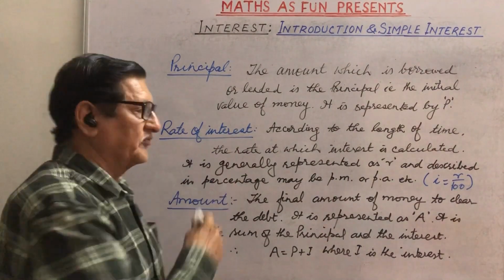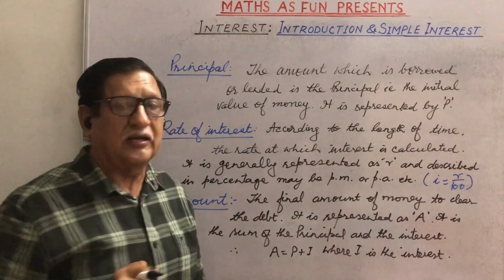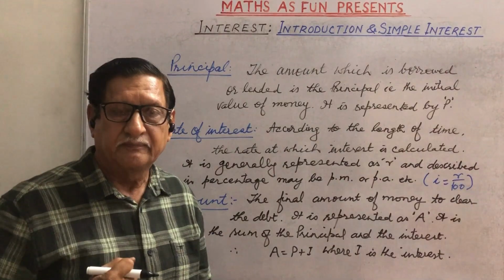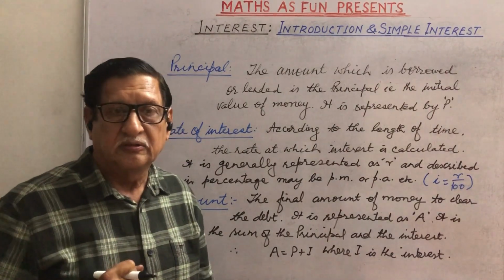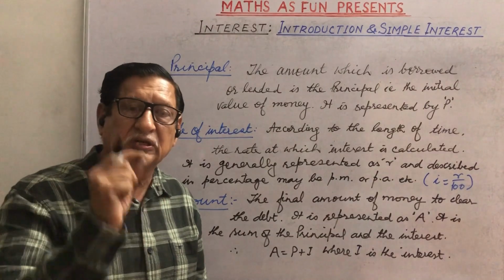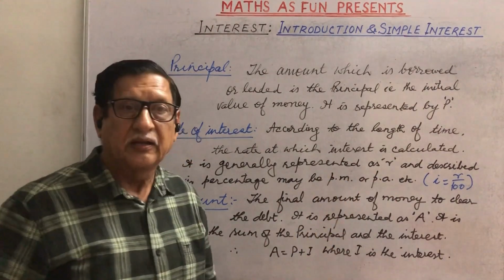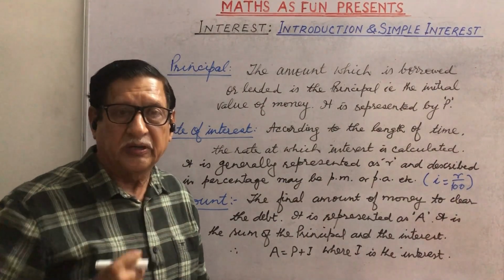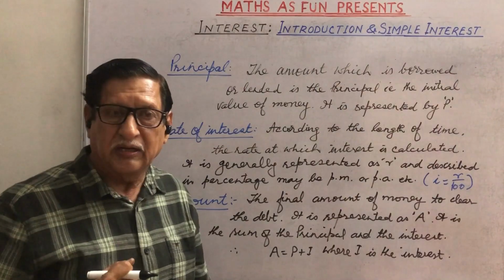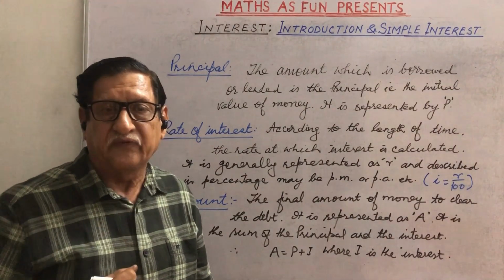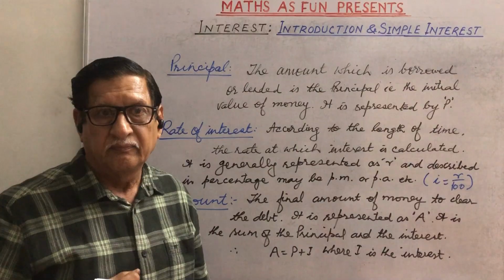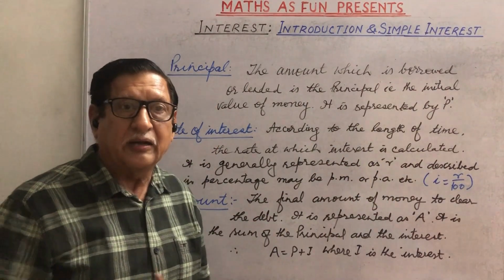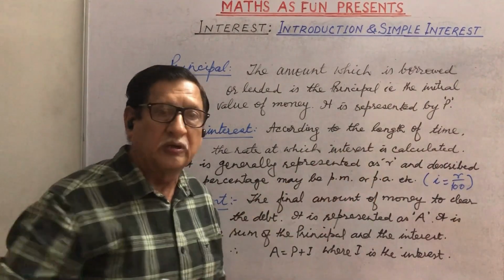Then comes the rate of interest. According to the length of time, the rate at which the interest is paid is known as the rate of interest. It is generally represented by small r and is described as a percentage. It may be per month or per annum or according to different timings. We can also represent it by small i, and here i is equal to r upon 100.